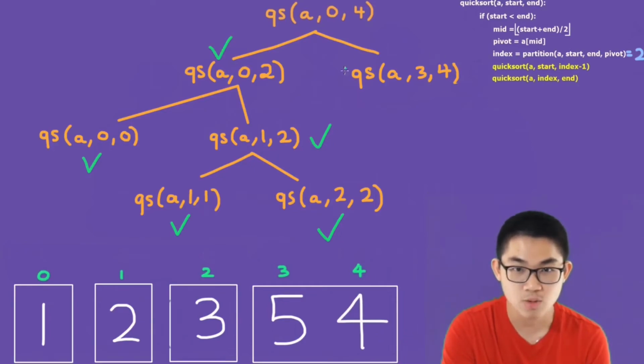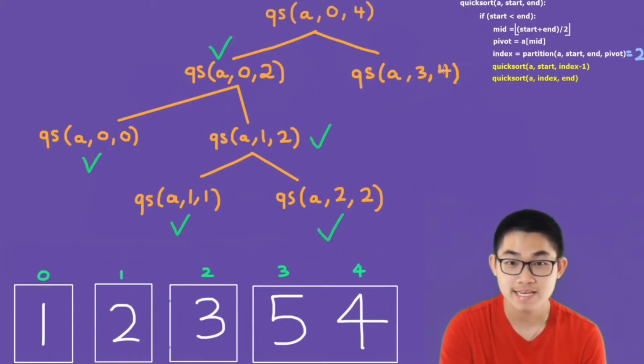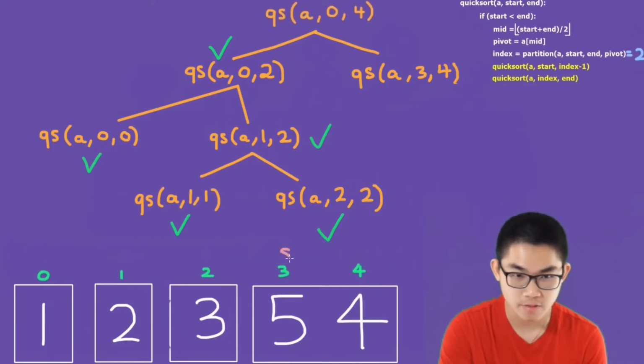And this is the last quicksort that we have to worry about. In this one, is 3 less than 4? Yes, it is. So we're going to put the start at 3 and then the n at 4. This part is finished. Now we calculate the mid.